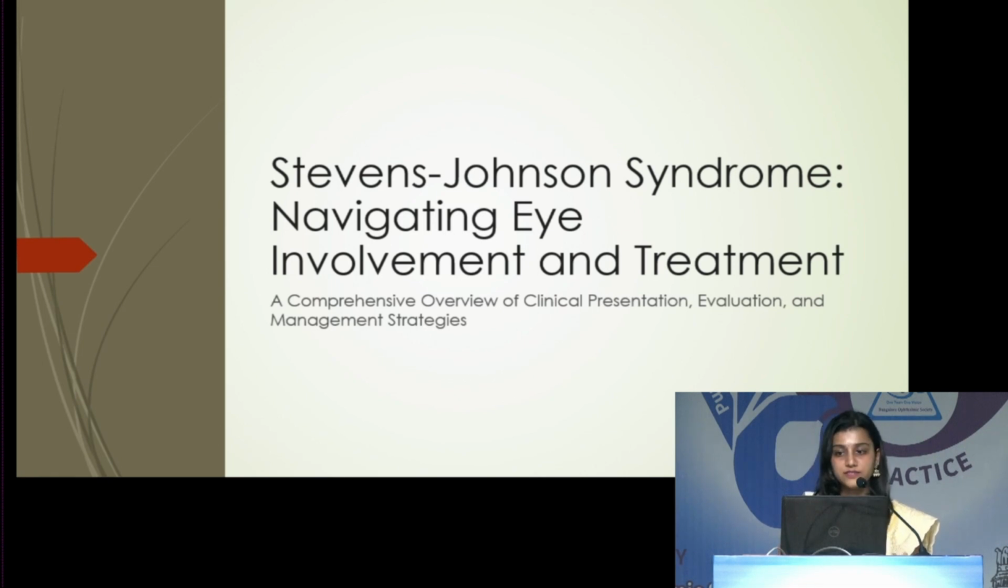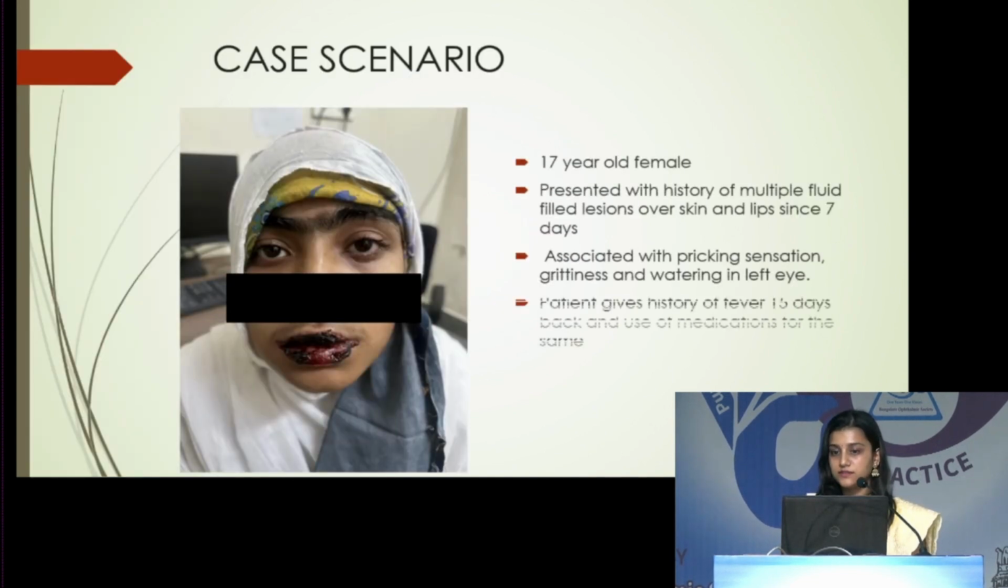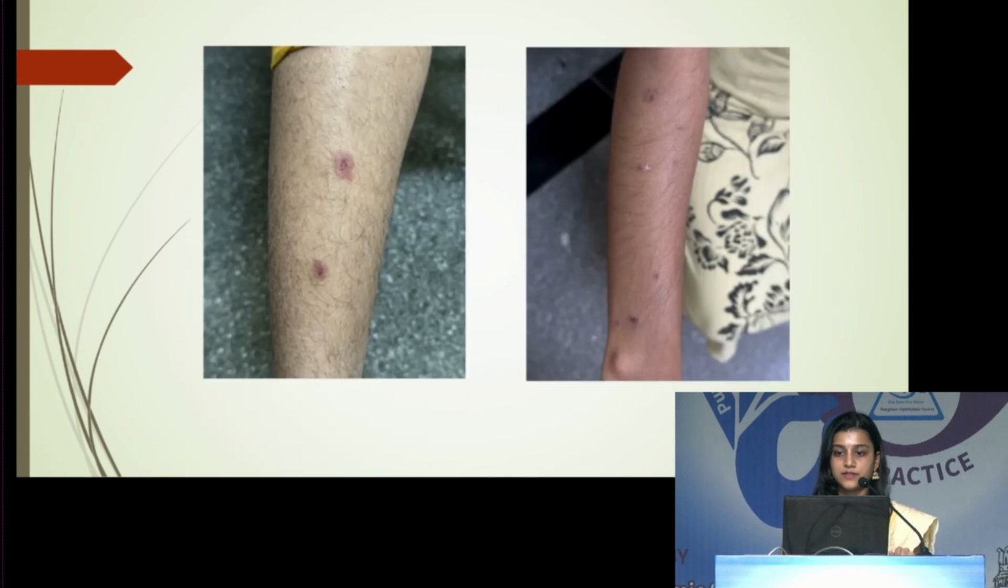My topic is Stevens-Johnson syndrome, navigating the eye involvement and treatment. The case scenario here is a 17-year-old female who presented with a history of multiple fluid-filled lesions over the skin, all over the body, and the lips for 7 days. It was also associated with a pricking sensation, grittiness, and watering in the left eye. The patient gives a history of fever 15 days back and use of medications for the same. So there's a history of use of medications 15 days back, followed by all these symptoms in 7 days.